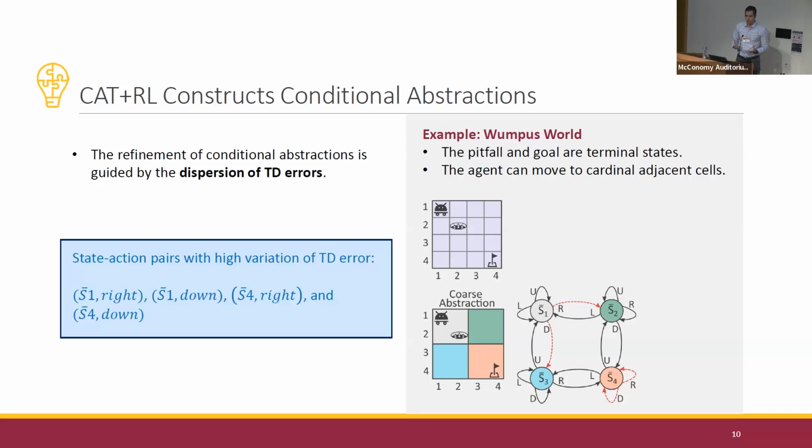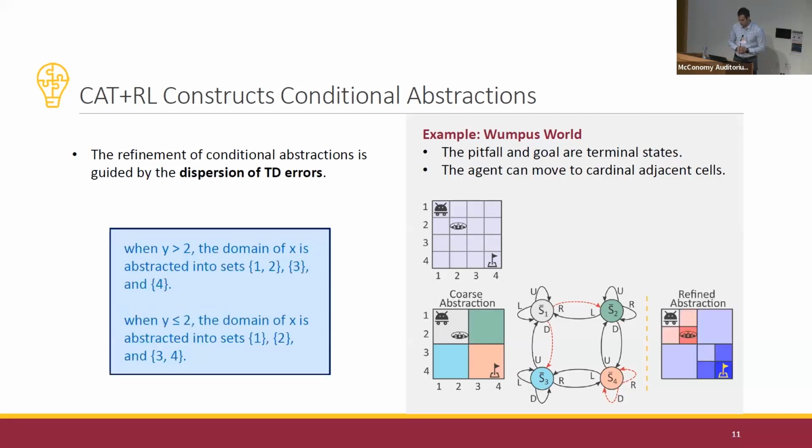How do we capture that? We use the dispersion of temporal difference error as the metric to identify unstable states. So here our unstable states are going to be S bar 1 and S bar 4, and then we can define them with respect to one or more state variables. And as a result, we can get a more refined abstraction, which has more details around the pit location, around the goal location.